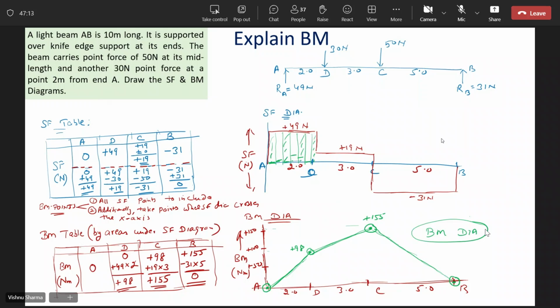So we have three diagrams. We have the beam diagram, which was guiding us till we got the SF diagram. Then the SF diagram took over and led us to the BM diagram. Please evaluate this for the next 10 seconds and let me know if you need any clarification.